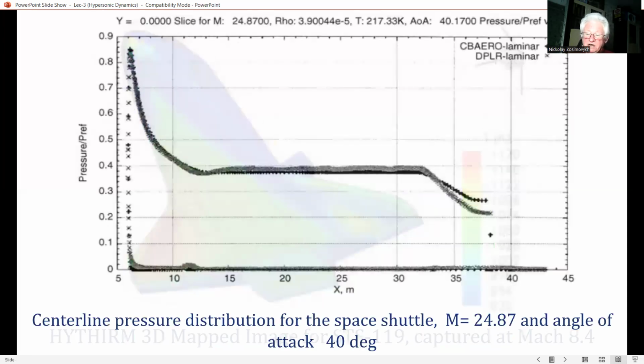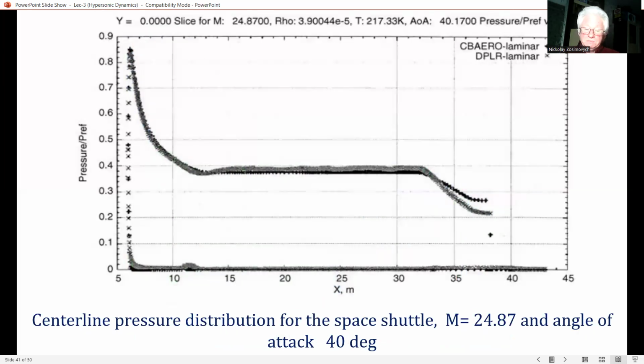Kinney and Garcia from NASA computed surface pressures along the top and bottom center line of the space shuttle at Mach 24.87 and at an angle of attack of 40 degrees. Exactly, it will be 40.17 degrees. All of this is given in the result in this slide.